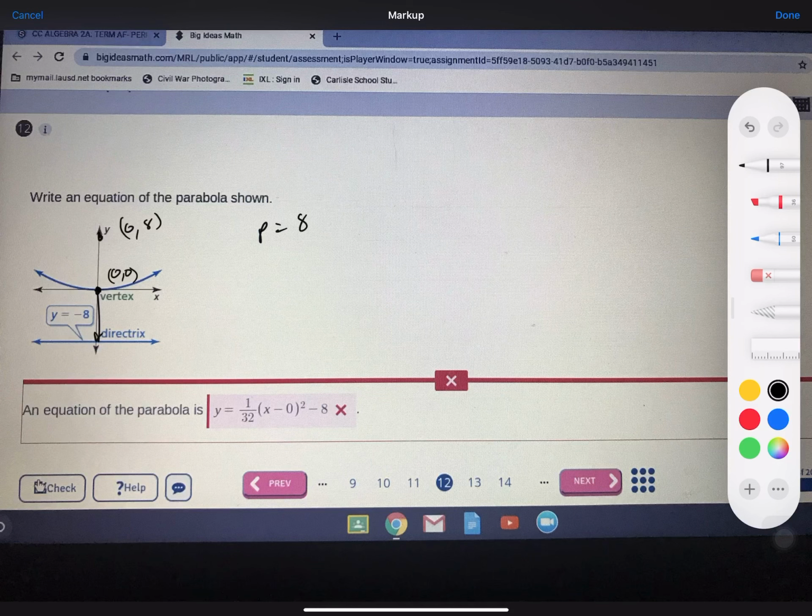So our equation: p is equal to 1 over 4a. We flip it, 8 is equal to 1 over 4a. Swap it, a is equal to 1 over 32. And you did get that.